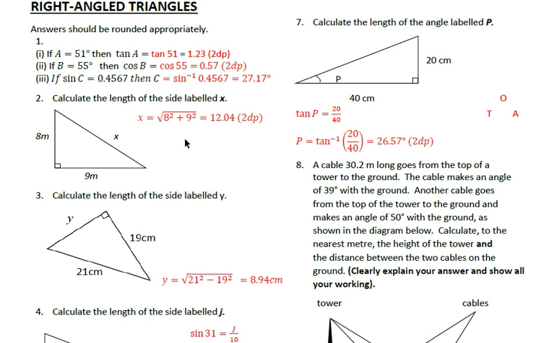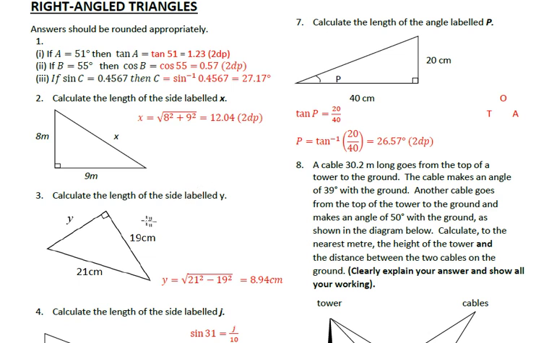In some cases we have to use minus instead of plus, but if we just use a little bit of common sense here, we're looking for a long side, which is x. Our missing side is our long side, and obviously you've got to use plus to get something that's longer. So our answer is 12.04 to 2 decimal places.